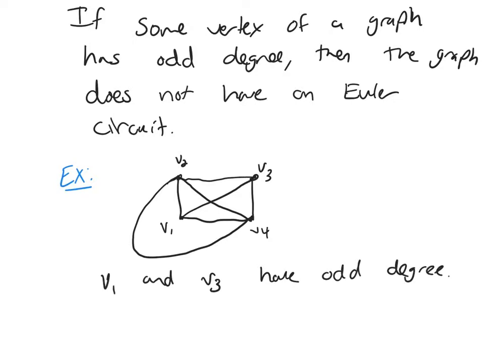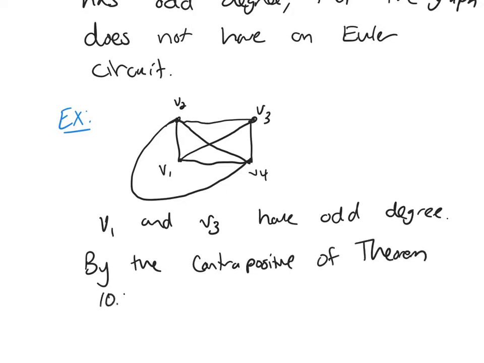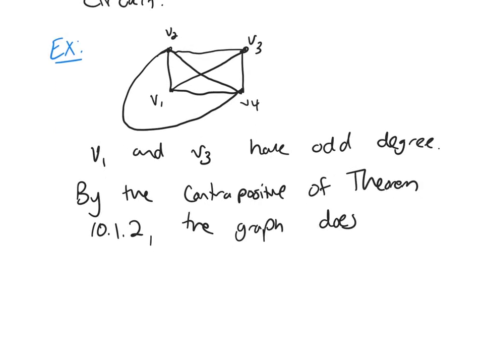And so I know by that contrapositive statement, by the contrapositive of Theorem 10.1.2, the graph does not have an Euler circuit.